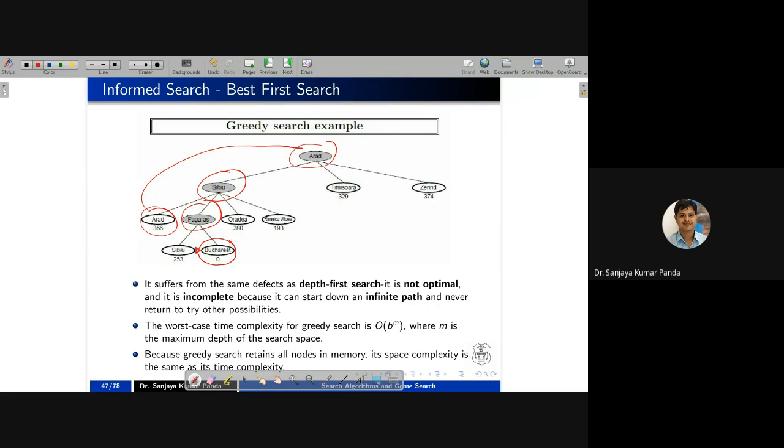And although it is not optimal, you are getting one solution. But the problem why you are not getting optimal is that you have not considered the cost incurred to reach a particular path. When you reach S, you have not seen the cost incurred A to S. When you reach F, you have not considered the cost from A to S, S to F. When you reach B, you have not considered the cost from A to S, S to F, and F to B. That is the reason why this is a problem. And space complexity here also is order of b to the power m. Okay, so those are the drawbacks of your best first search or greedy search strategy.